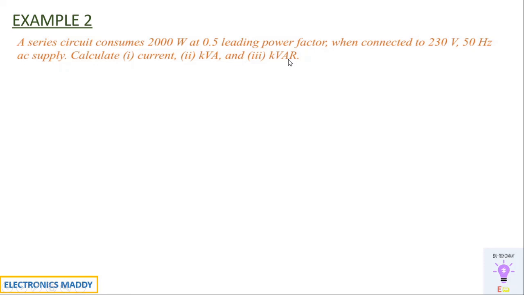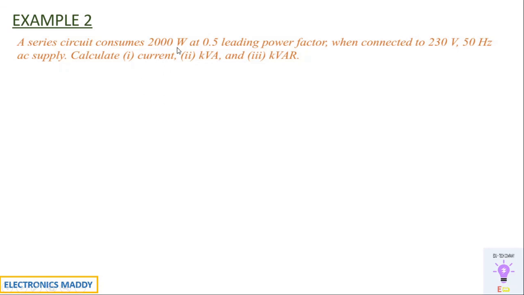So, careful observation: they've given a series circuit and we don't know if it is a series RC or series RL. They've not mentioned it anywhere, but they've given us an indirect hint. They're saying it is a leading power factor. Leading power factor indicates that it is a series RC circuit. So here we will be able to conclude that it is a series RC circuit.